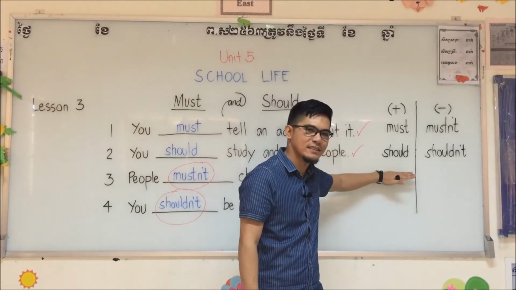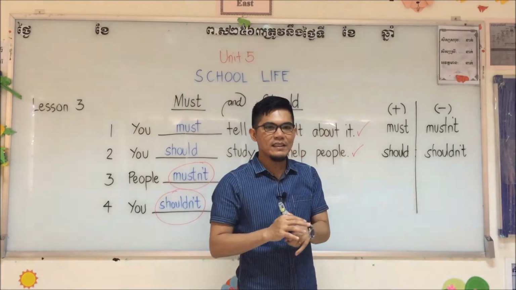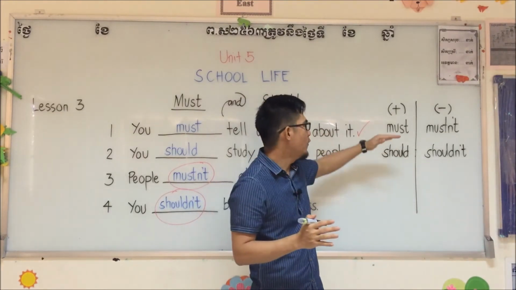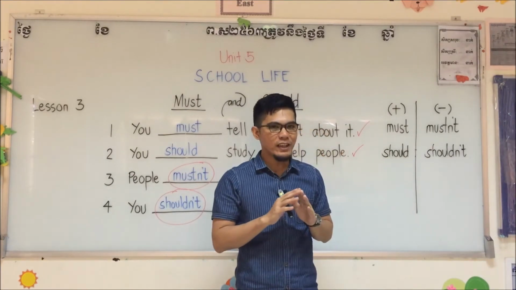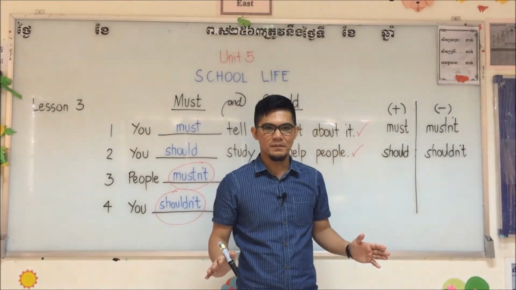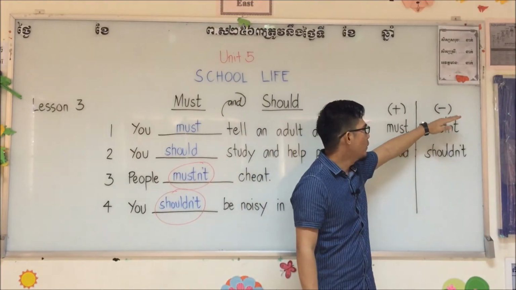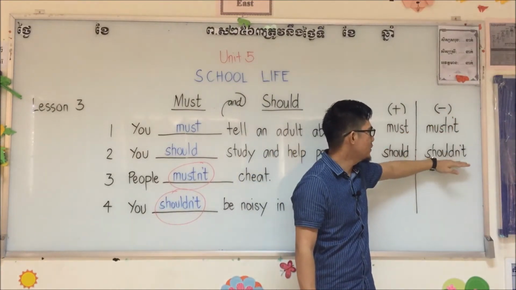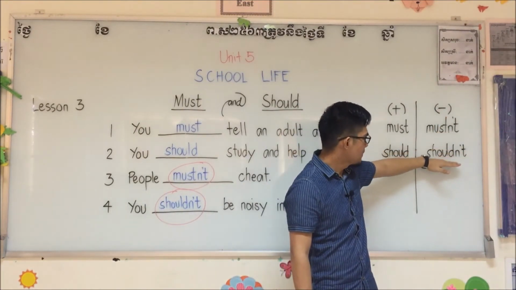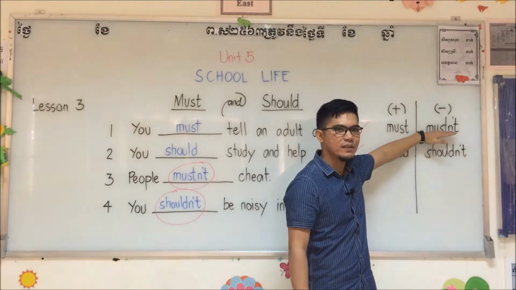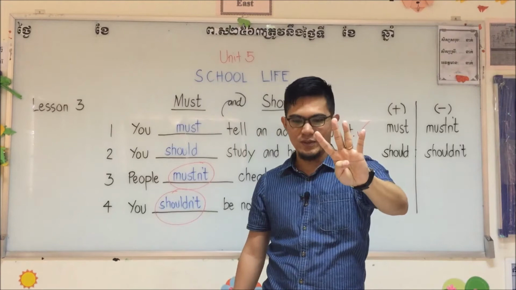Memorize this. If you master the purposes of must and should, you get no problem with it. You must understand why we use mustn't and shouldn't in a negative. Negative advice, negative strong obligations. That's our 4 rules.